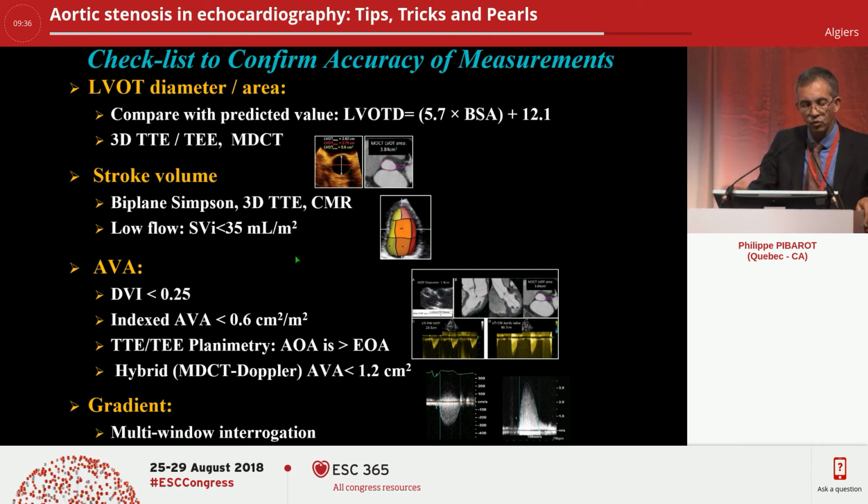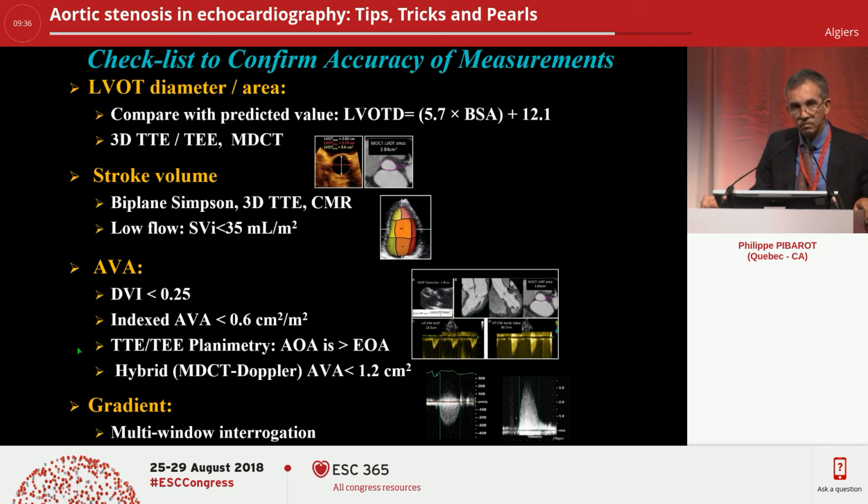And there is a low flow state if the stroke volume index is lower than 35 ml per meter square. For the valve area, I like to systematically look at the velocity ratio, the Doppler velocity index. It is severe when it is below 0.25. Don't forget to index the valve area for body surface area, especially in small patients, because a small valve area in a small patient may correspond to a non-severe AS.